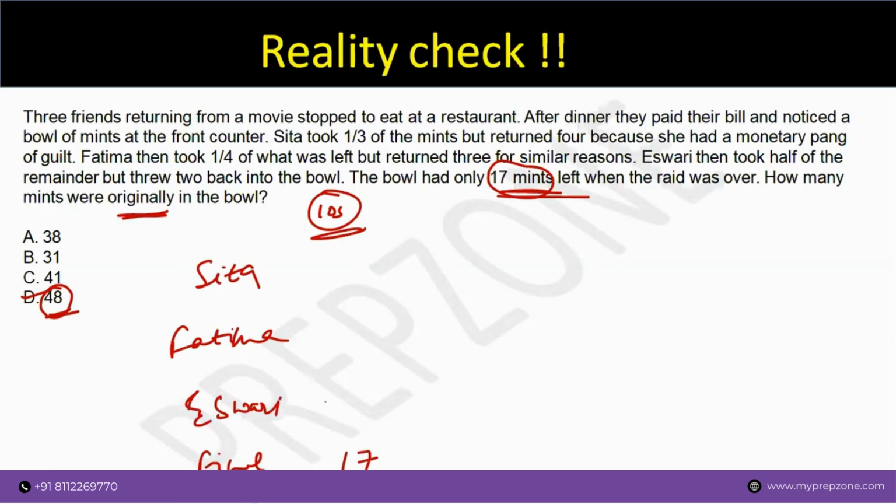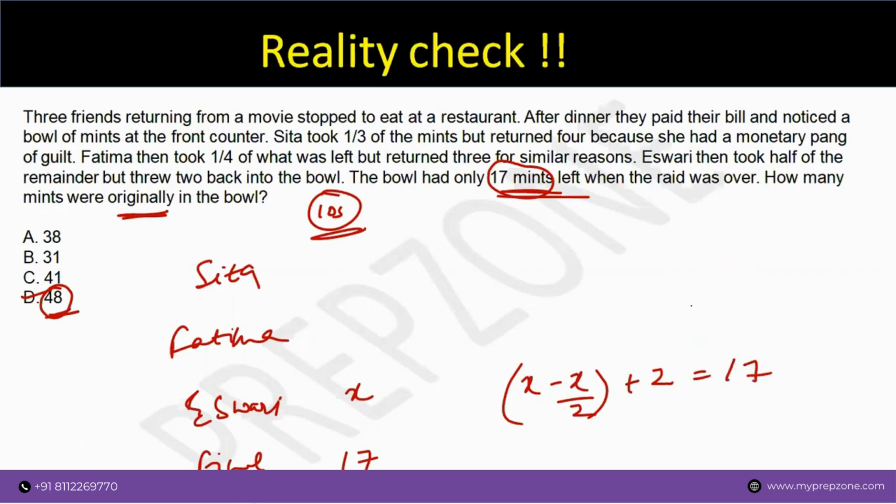Now let's assume that Eswari initially had X mints, and I'll try to find X. Eswari took half of the remainder, which means she has taken X by 2, but threw 2 back in the bowl. So if Eswari had X mints, she has taken half, which means X minus X by 2 will be remaining, plus 2 thrown back. This should be equal to 17. Is this clear?